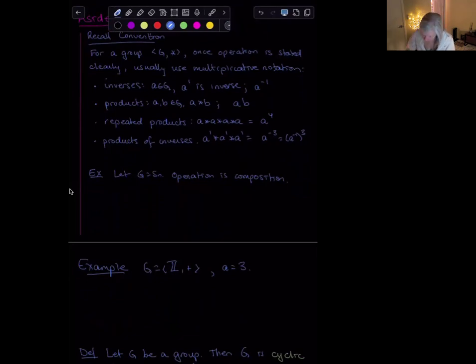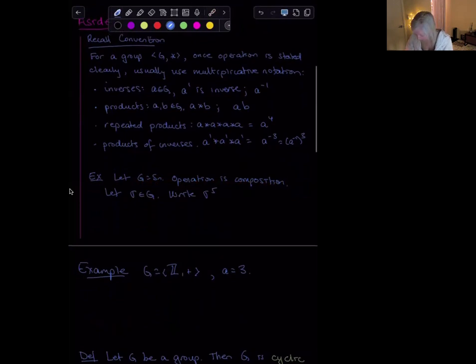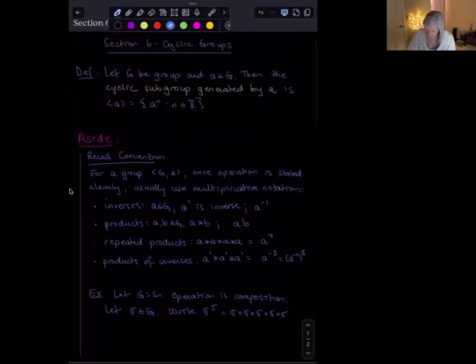All right, here's another specific example. In the case where G is the symmetric group on n letters, if the operation is composition, I might have sigma be an element of this group. If I write sigma to the 5th power, I don't really mean sigma times itself 5 times. I mean sigma composed by itself 5 times, because I've already specified composition as the operation. Okay, so with that in mind, let's think about this again.